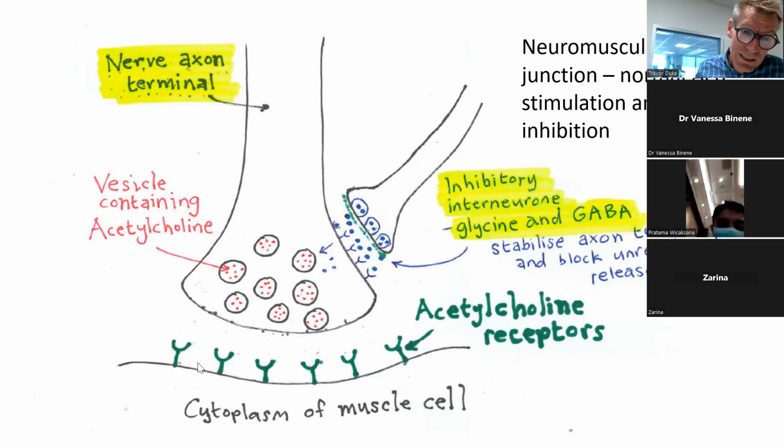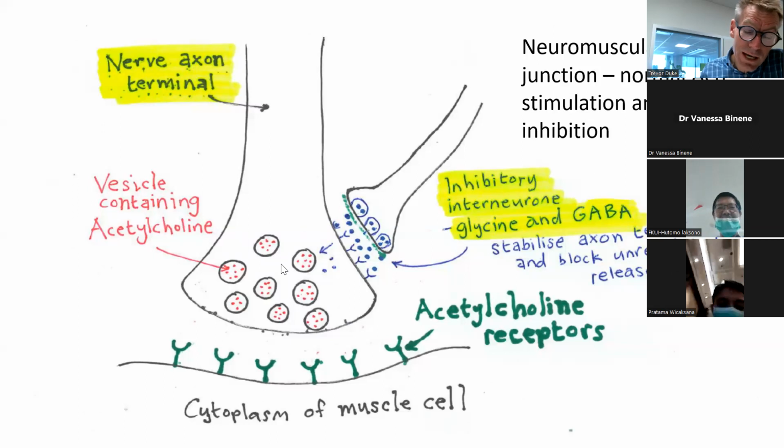So normally this is the nerve and this is the muscle, the cytoplasm of the muscle cell. And the muscle cell has acetylcholine receptors. And within the nerve are a lot of vesicles that contain acetylcholine. And if those vesicles release acetylcholine, then the muscle contracts. That's what's required for neuromuscular transmission and neuromuscular contraction.